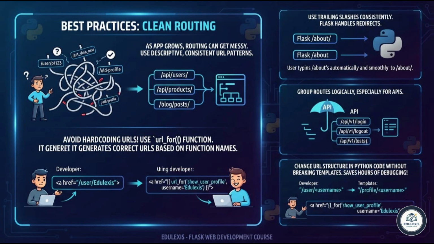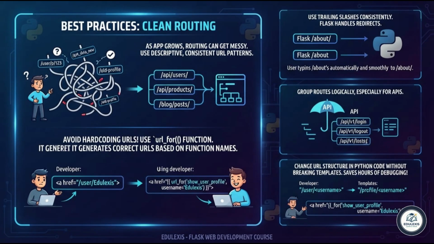As your application grows, your routing can get messy. Best practices are essential. Always use descriptive, consistent URL patterns. If you have an API, group your routes logically. Use trailing slashes consistently, as Flask will redirect to the version with a slash if it's defined. Avoid hard-coding URLs in your templates.